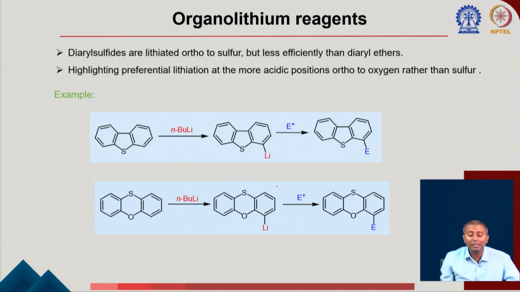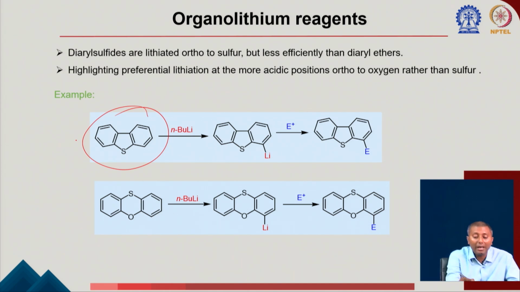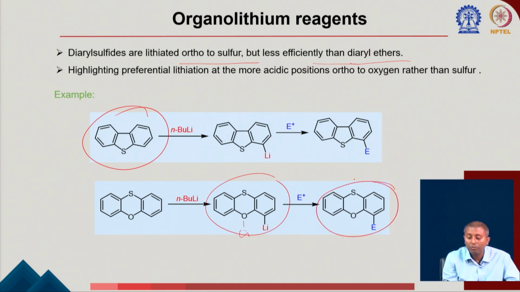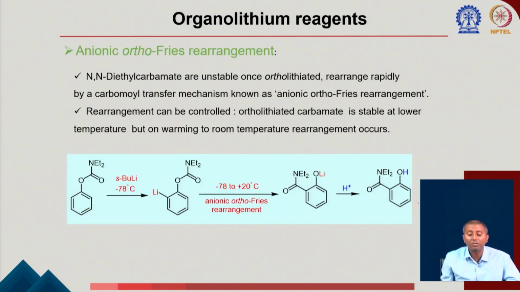Here is an example, if you have sulfur versus oxygen. The diaryl sulfides are lithiated ortho to sulfur, but less efficiently than the diaryl ethers. Once you have the oxygen here, compared to oxygen and sulfur, the oxygen will be able to coordinate with the lithium more, so that will allow the formation of the corresponding lithium species, and then the corresponding product, much faster compared to the sulfur.